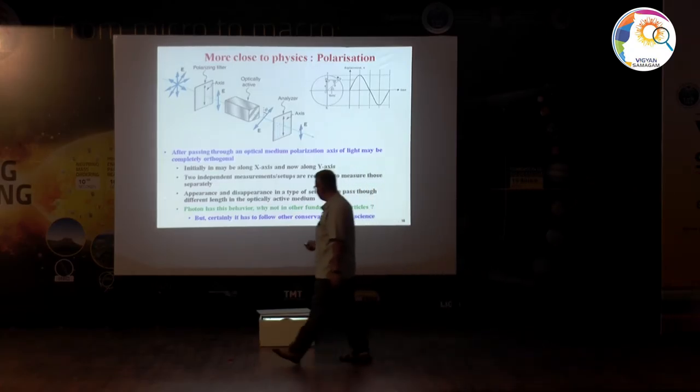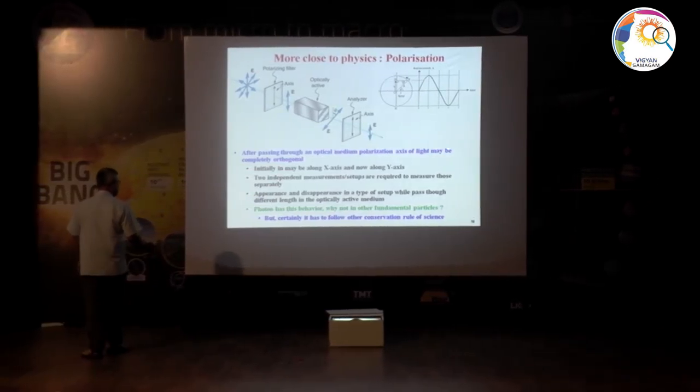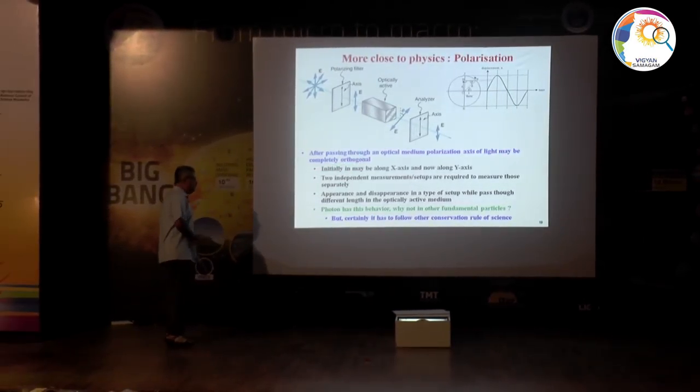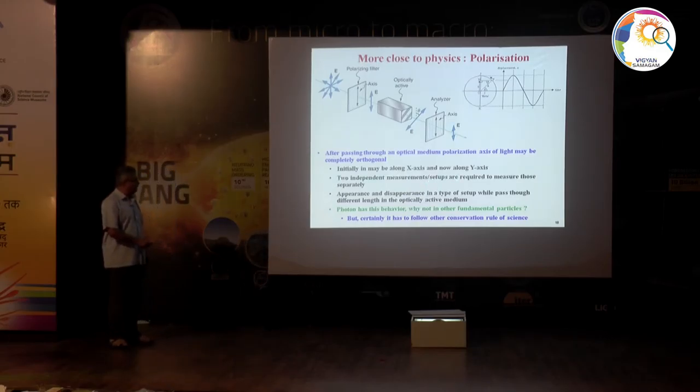So let's say what I wrote here: after passing through an optical medium, the polarization axis of light may be completely orthogonal. Initially it may be along the x axis, now it is along the y axis. And two independent measurement setups are required to measure those separately. This is the same thing as the electron type neutrino and the muon type neutrino.